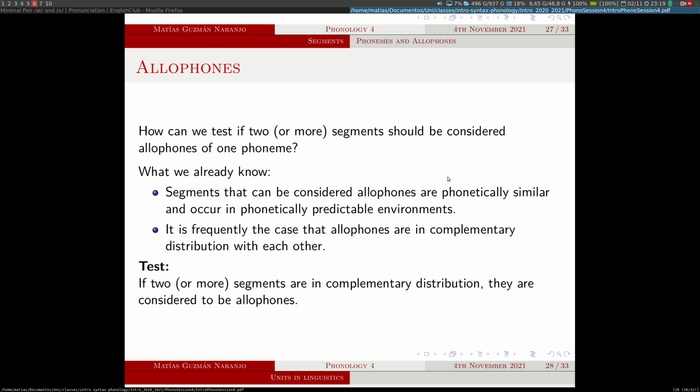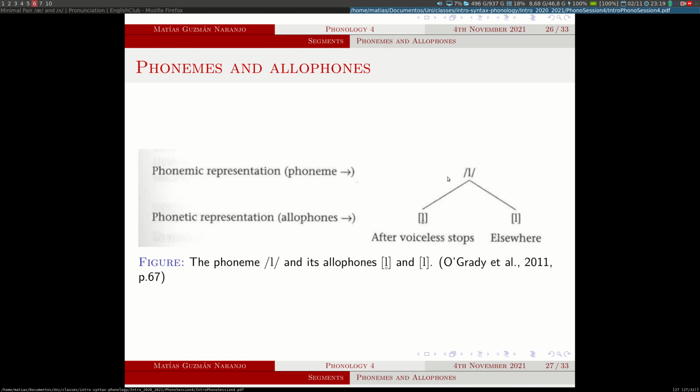So if, for example, you found that an L is never contrastive with a sh, well, it would be very rare or weird to say that those are allophones because there are no features in common between L and sh. So usually for allophones to be allophones, you should be able to see some similarities in terms of phonetics.